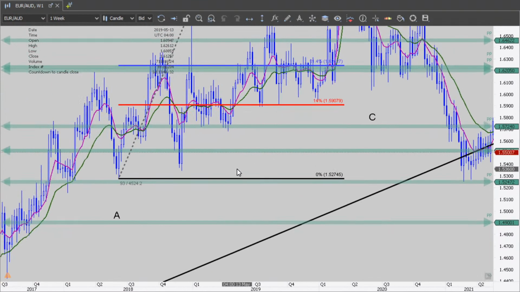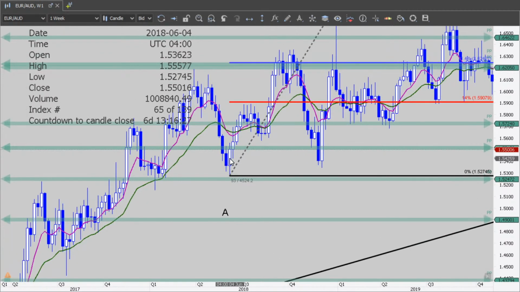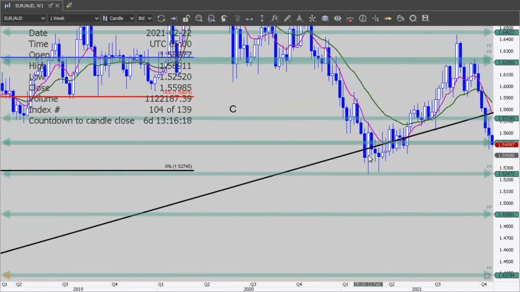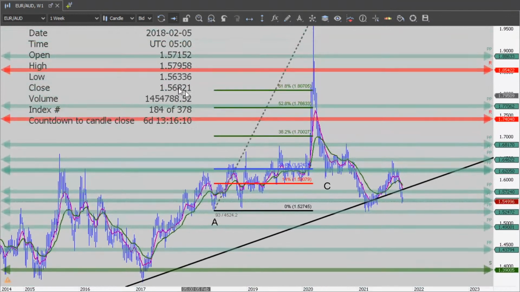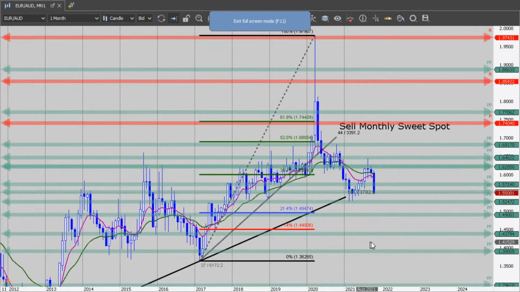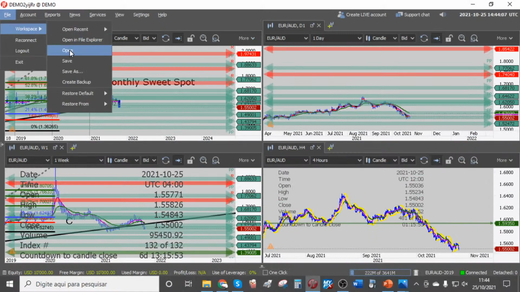Looks like it broke. Let me see the numbers. 1.527, 1.525. It broke. We are not in an up Fibonacci anymore, at least not from the weekly. Now we cannot consider, well, from the monthly, yes. Yes, from the monthly, not from the weekly, everybody. So we have a few more minutes.